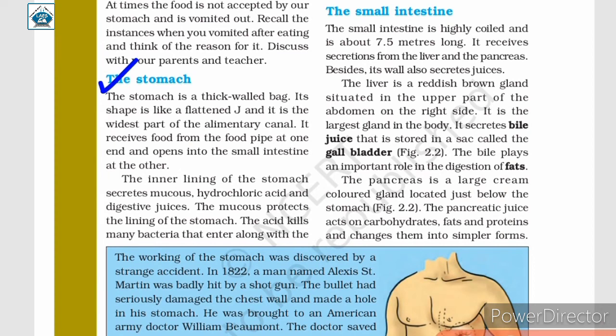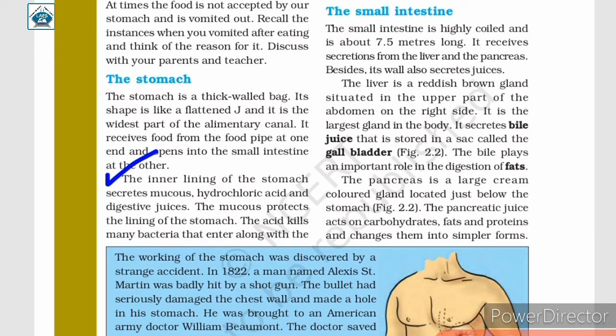So the stomach is the widest part of the alimentary canal. It's a bag-like structure in a flattened J shape. The stomach is connected with the food pipe and the small intestine. The stomach receives food from the food pipe at one end and it opens into the small intestine at the other end.